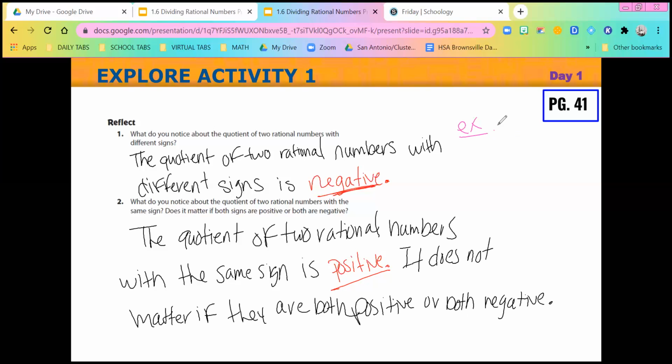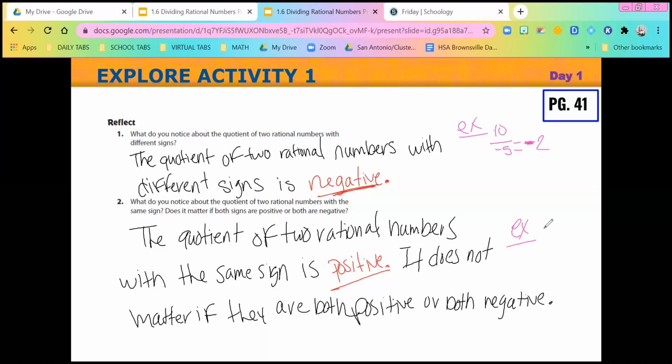We can say 10 divided by -5, right? So these two rational numbers have different signs, positive and negative. The quotient, the answer, is going to be negative. That's what we're talking about. It's going to have a negative quotient, okay?